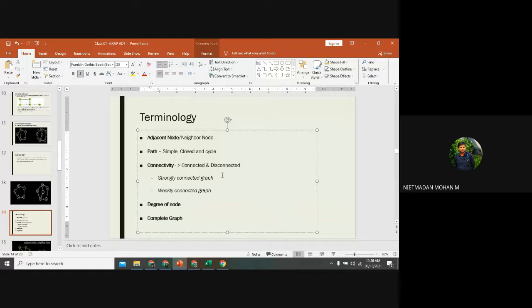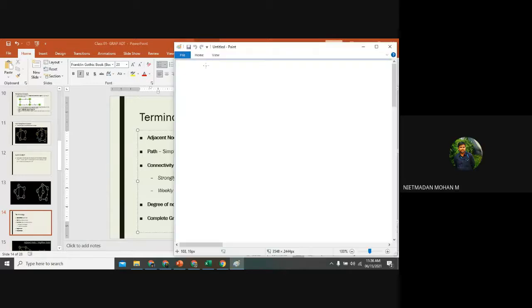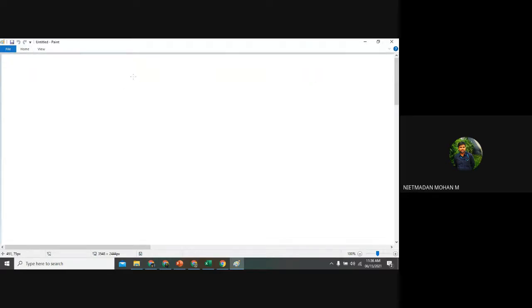But in a graph structure, we have only specific terminology, consisting of only 5 terms, and we will discuss them. The first one is adjacent node and neighbor node. What is meant by adjacent node and neighbor node? The nodes which are side by side, near to that node. In a graph you don't need to mention parent or child. You mention that the node is a vertex, and nearby it another vertex will be there.